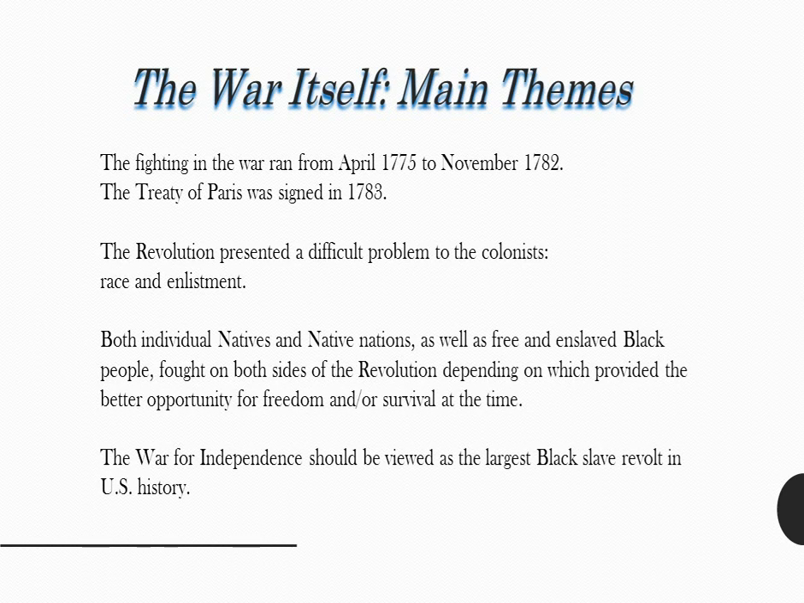So let's talk about the war itself. The main themes. The fighting in the war ran from April of 1775 to November of 1782. The Treaty of Paris was signed in 1783. The Revolution presented a difficult problem to the colonists: race and enlistment. Both individual natives and native nations, as well as free and enslaved black people, fought on both sides of the Revolution, depending on which provided the better opportunity for freedom and/or survival at the time. The War for Independence should be viewed as the largest black slave revolt in U.S. history.